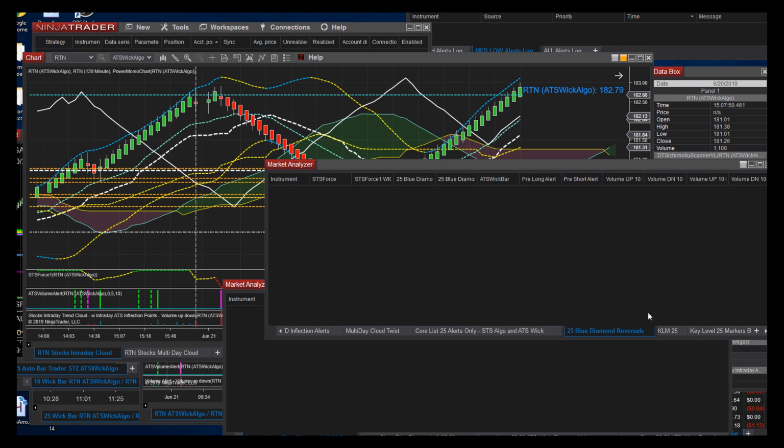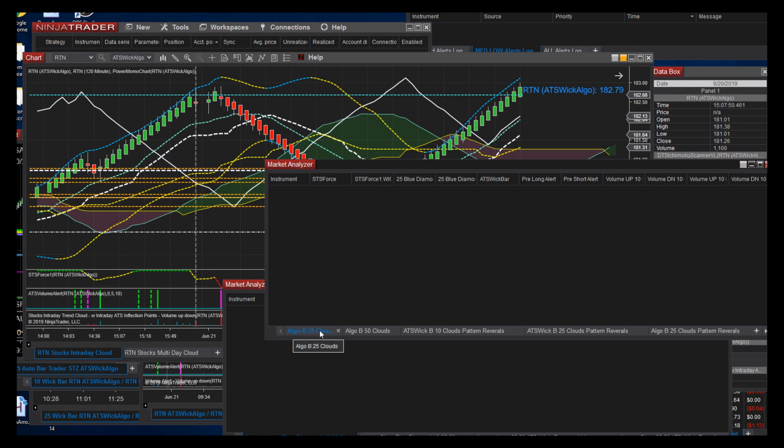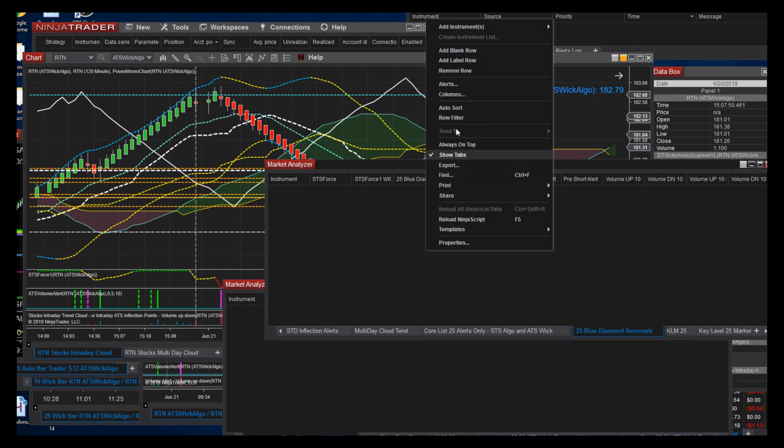To scan just reversals in general, you go to this group of market analyzers that has the BAlgo at the first, and you go over here, find 25 blue diamond reversals. It has longs and shorts, but it has the up volume. This is strictly alerts, has the force in it, has the blue diamonds in it, and you can go in here and create alerts from this.